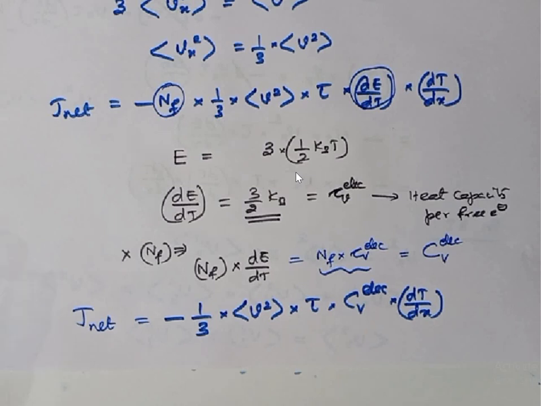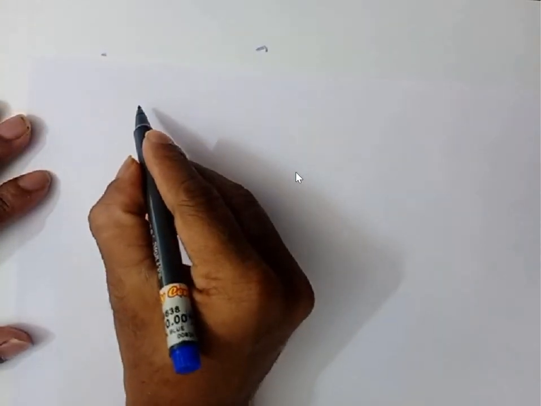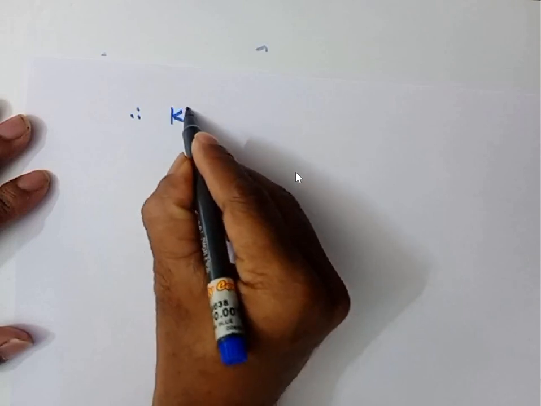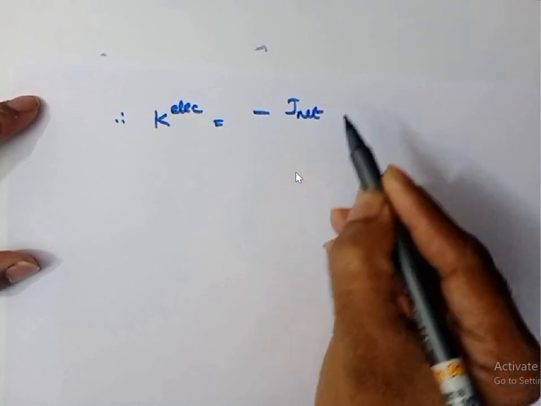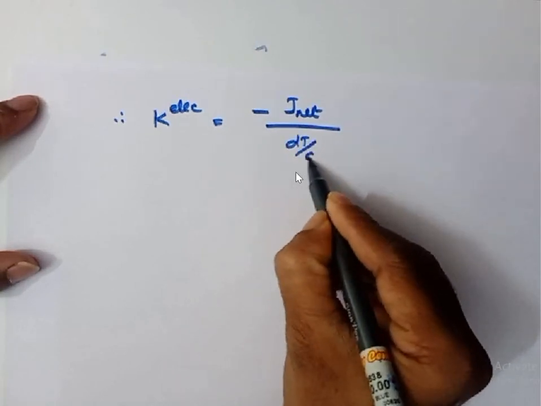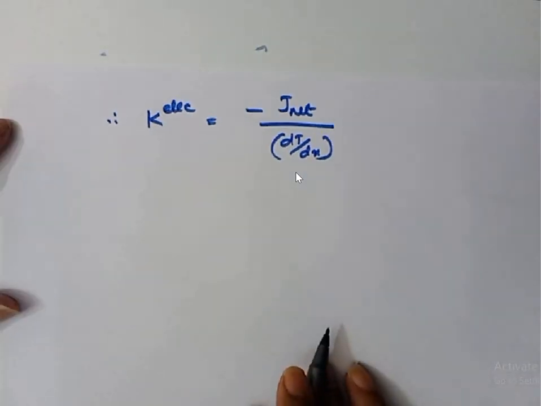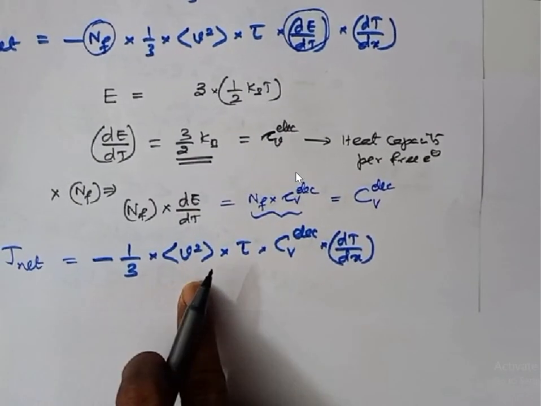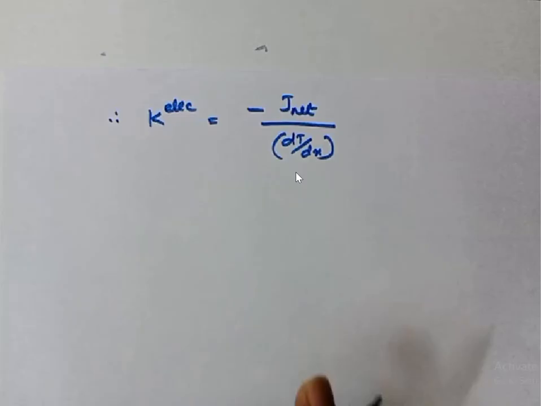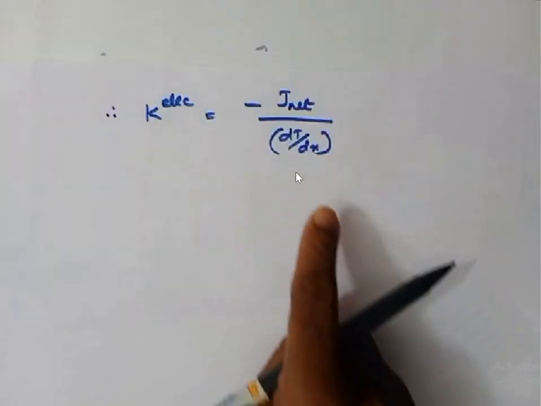Okay, then now, so therefore the electronic contribution to thermal conductivity is given as, you know very well this formula, J net heat transfer divided by the temperature gradient dT by dx. And we know the expression for J net. Substitute this value here. So here we have a dT by dx, in the denominator also we have dT by dx.